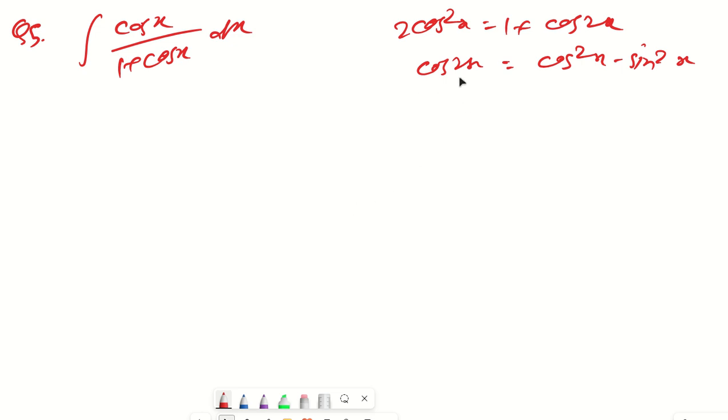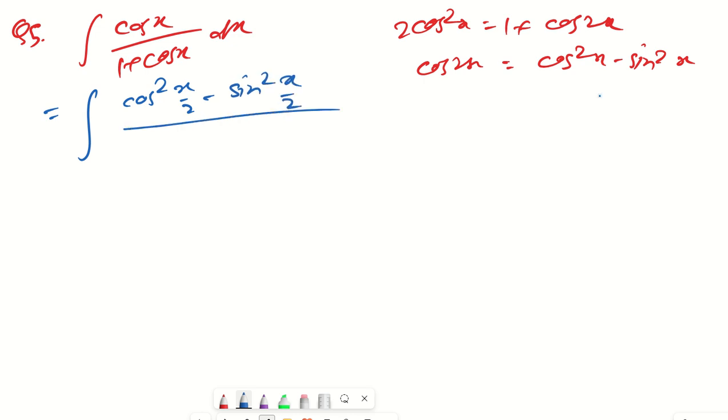So what is happening is, whenever there is, let's say, cos 2x, it will become cos square x minus sin square x. Here it will become half of that. Since it is 2x, it will become x. So if it is cos x, it will become cos square x by 2. So I can write my integration as the integration of cos square x by 2 minus sin square x by 2, divided by 1 plus cos x.